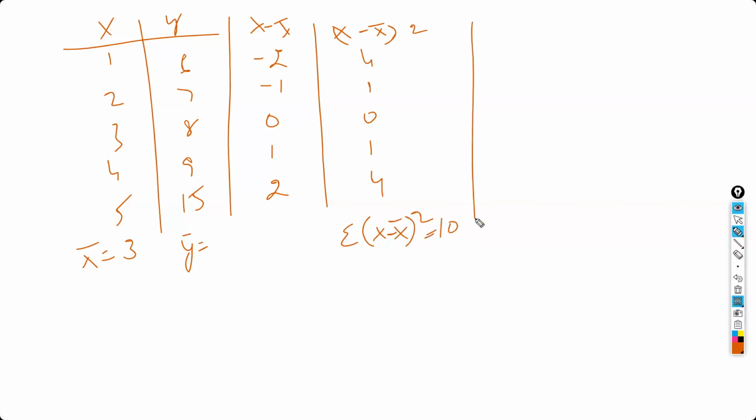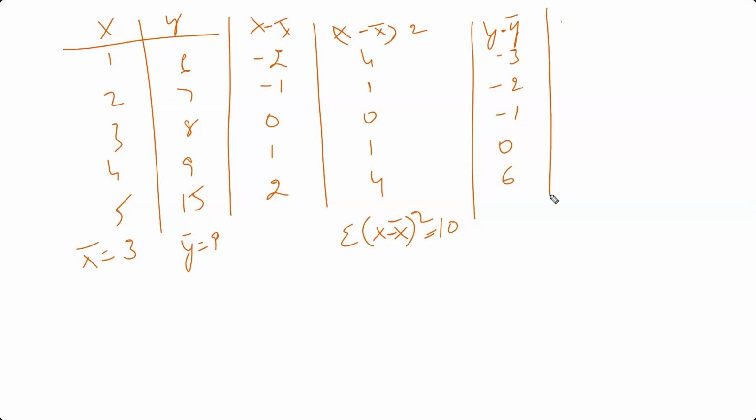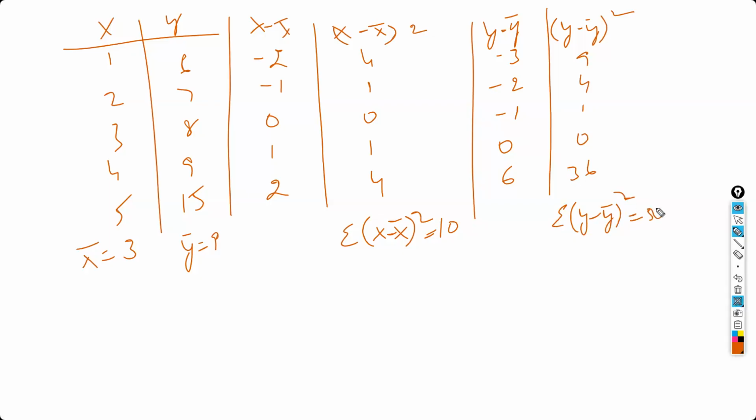Keep this one side. Similarly, y minus y bar. First, let us calculate y bar. That is 13, 21, 30, 45. 45 divided by 5 is 9. So 6 minus 9, minus 3; 7 minus 9, minus 2, minus 1, 0, plus 6. Right? Now, (y minus y bar) whole square is 9, 4, 1, 0, 36. Right? Now, what is the sum? The sum of (y minus y bar) whole square is equal to 50.